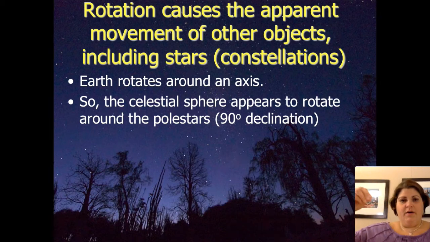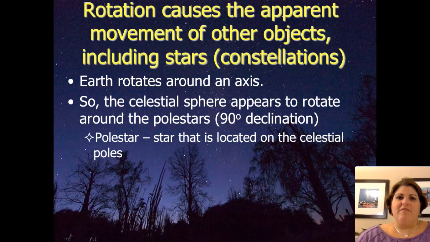So directly above the North and South Pole, 90 degrees declination, are what we call pole stars. A pole star is just the object directly above the poles. In the Northern Hemisphere, we have Polaris. It's also known as the North Star because it's always directly above the North Pole. It points north. The Southern Hemisphere isn't as lucky. They currently don't have a pole star and won't have one for quite some time.